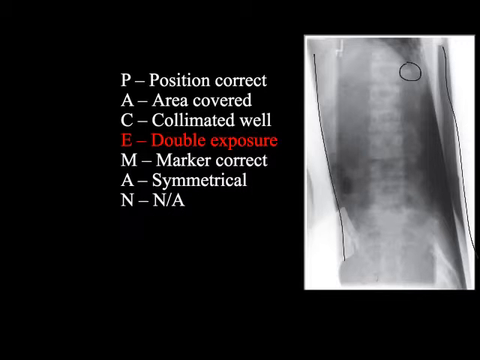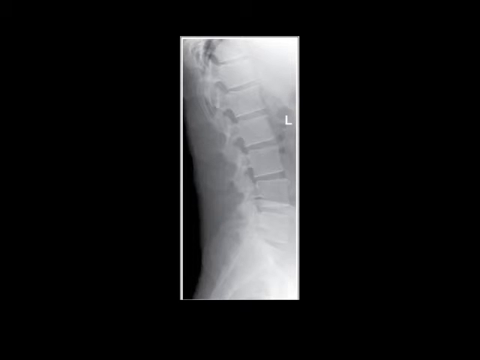The area covered is appropriate. It's actually collimated okay, kind of. The marker in this case is not on the correct side. Ideally, we would want it on the appropriate side, but it is marked, and it's symmetrical. Of course, name's going to be non-applicable for most of this, but we're double exposed. Here's another. Let's look at this image for a moment and just determine if it's appropriate.